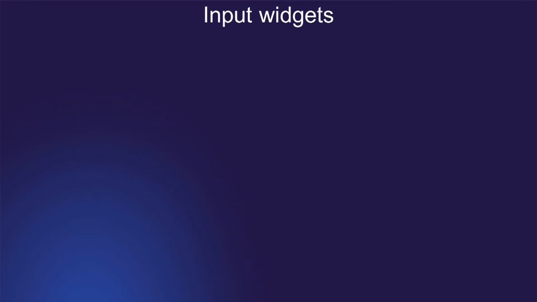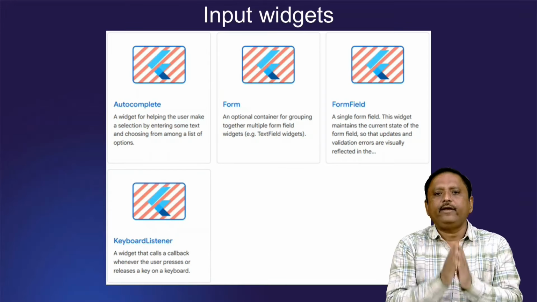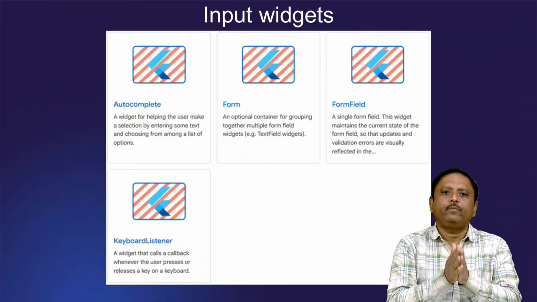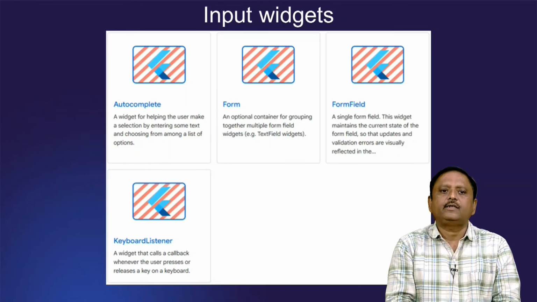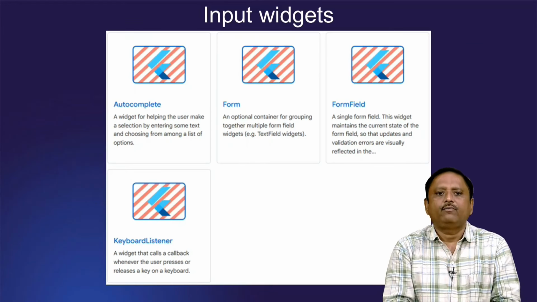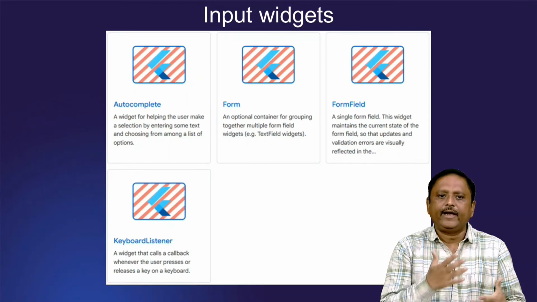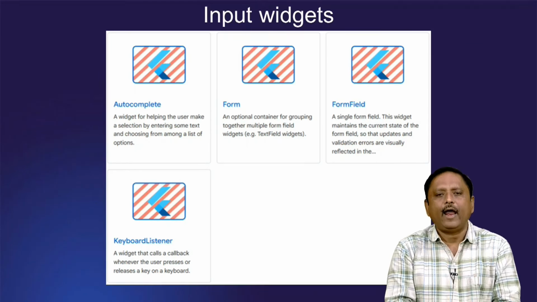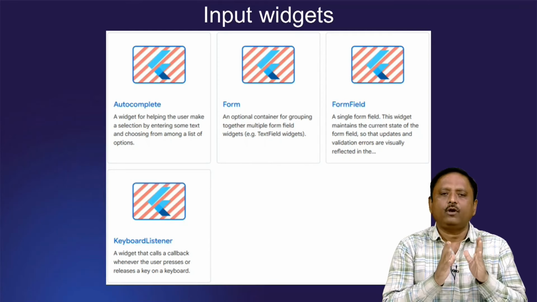Another type of widget is input widget. So, on screen you can see 4 different input widgets. The first is autocomplete, which is a widget for helping the user make a selection by entering some text and choosing among a list of options.